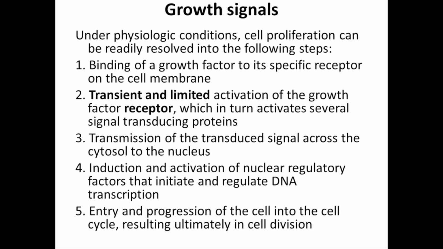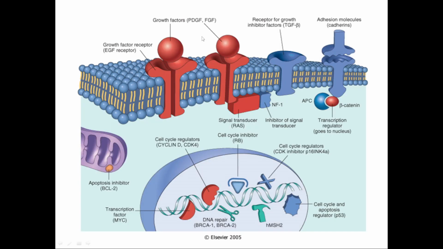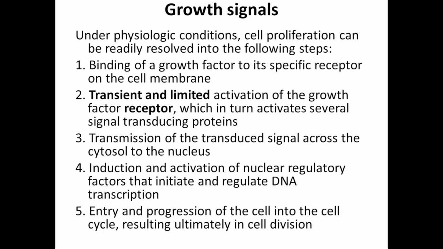أول شيء growth signals، رح نحكي شوي على normal، إيش اللي بصير under the normal conditions. So what happens، إيش اللي بيخلي a cell to grow or to divide? So the growth signals، إيش اللي بيصير under normal conditions: a growth factor binds to a growth factor receptor, and then it initiates a signal transduction event until it reaches the nucleus, resulting in proliferation of the cell, or cell division. This is under normal conditions.